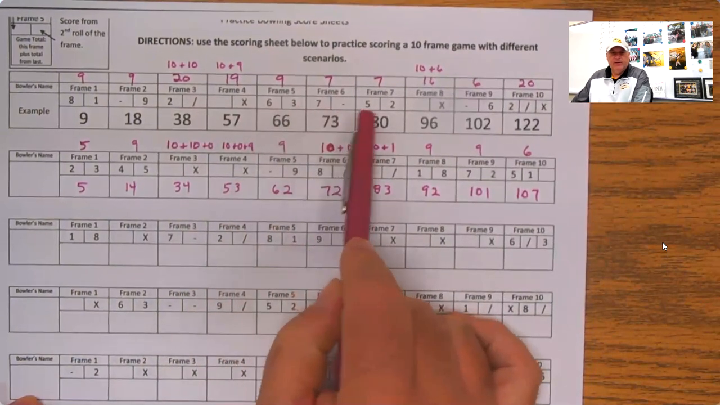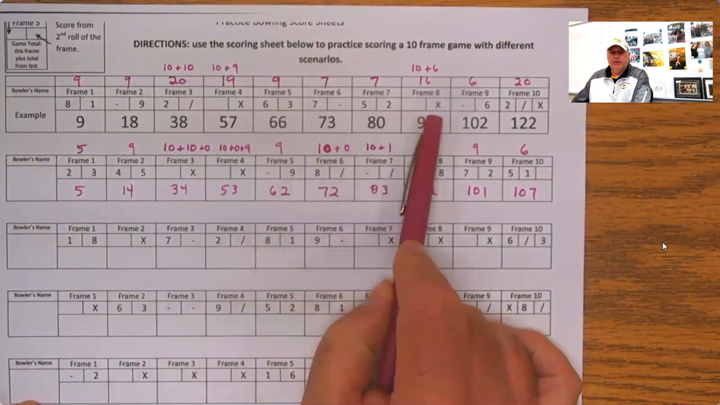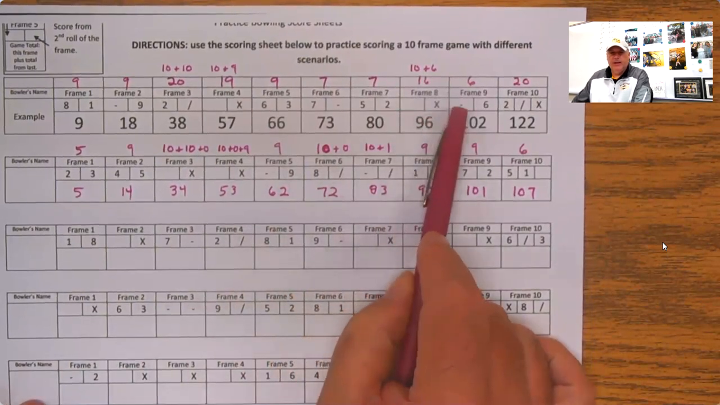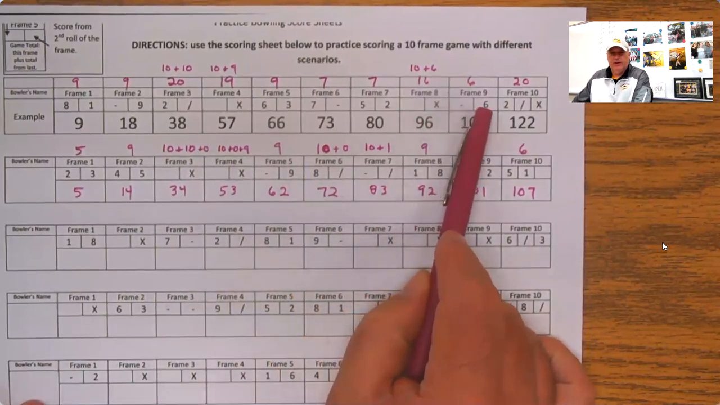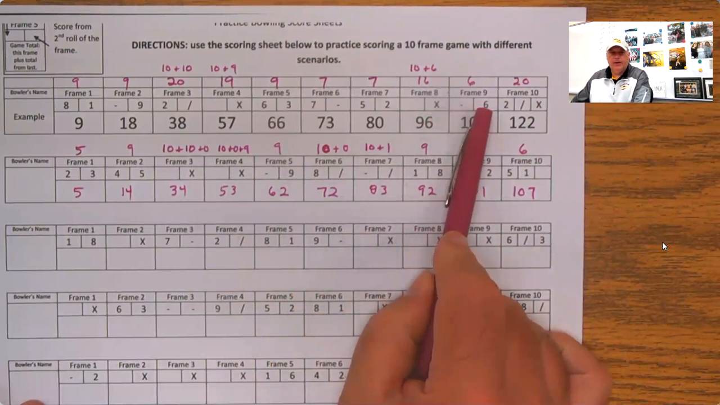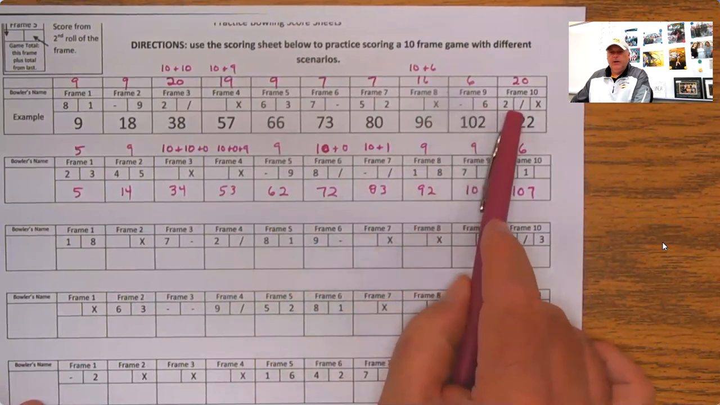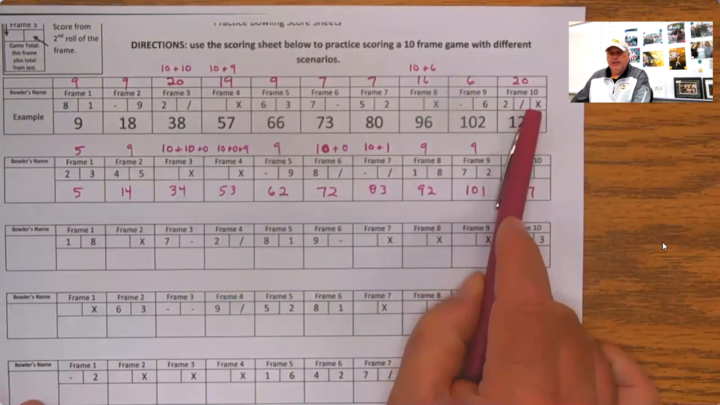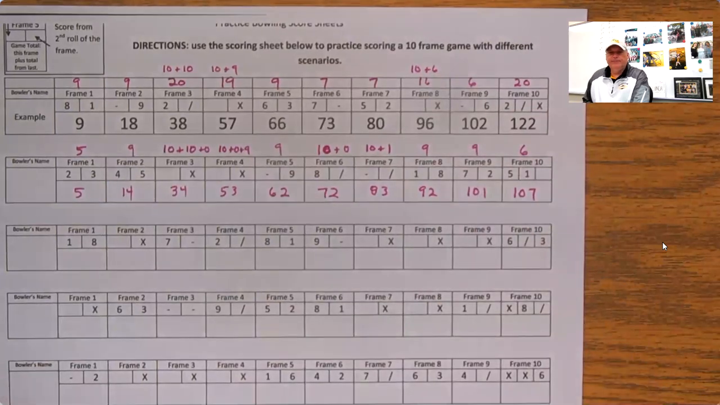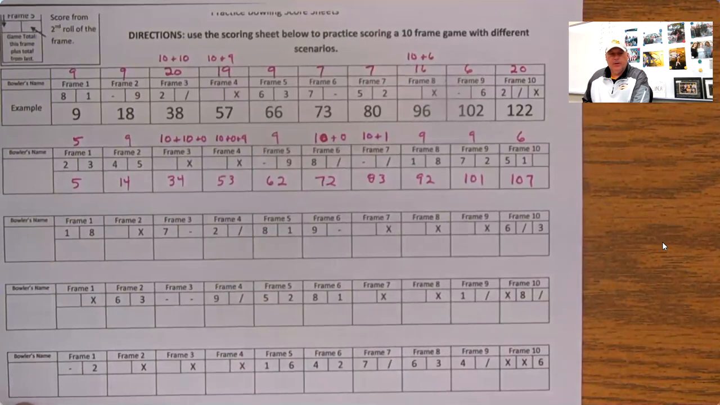This one is 7. This one is 7. This one is 10 plus the points on the next 2 rolls, which are 0 and 6. I should have put plus 0 plus 6. And that's 16. And then this one is 6. Here it's 10 plus the points on the next roll, which is 10. So there's 20 points in that particular frame.